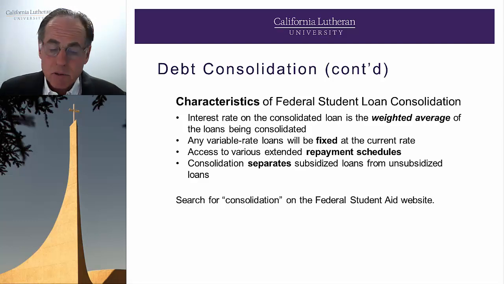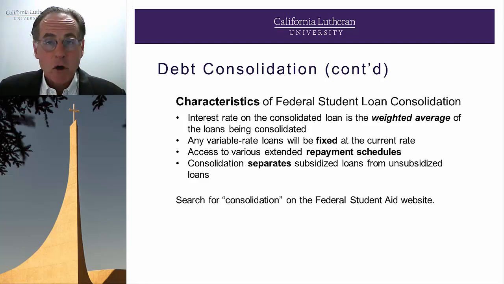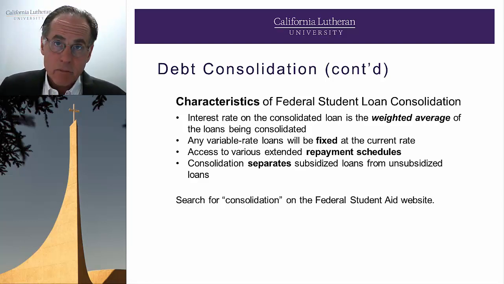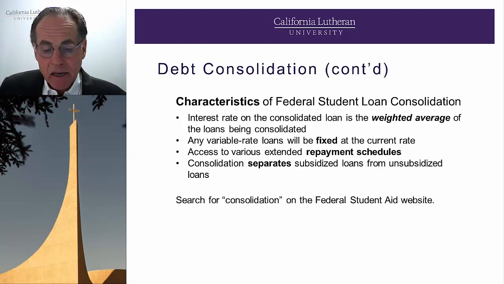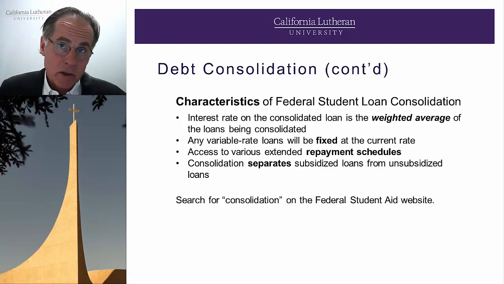Note that any interest is rounded up to 1/8 of a point. Any variable rate federal loans will be fixed at the current variable rate. For example, if the current variable rate being charged on the debt was 6 1/8 at this point in time, then it would be set at 6 1/8 for purposes of calculating the new weighted fixed rate for the consolidated loan.